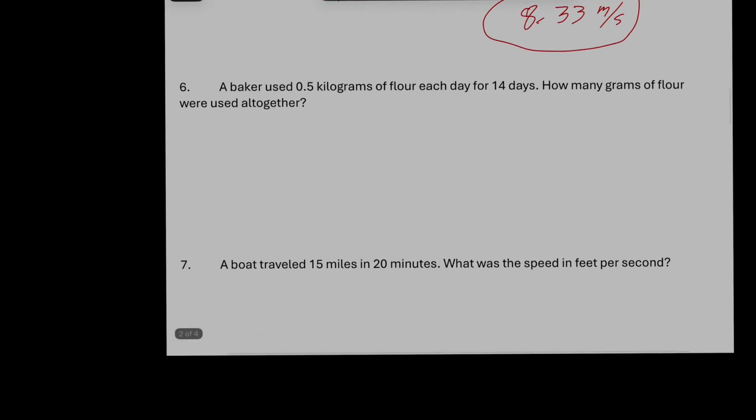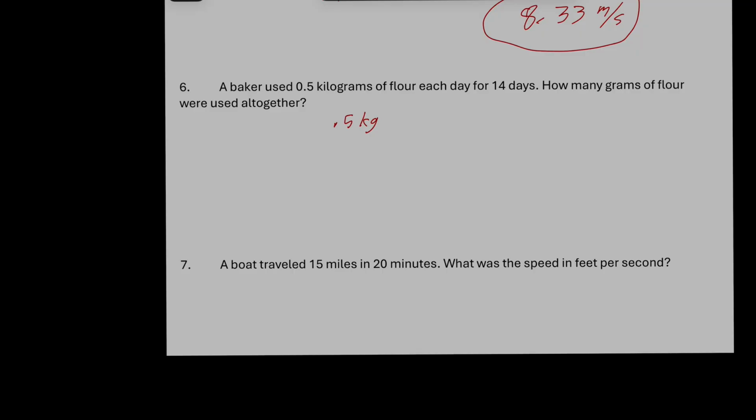All right, number 6. A baker used a half a kilogram of flour each day for 14 days. How many grams of flour were used altogether? So here's what we're going to do. This one's asking it a little bit differently.